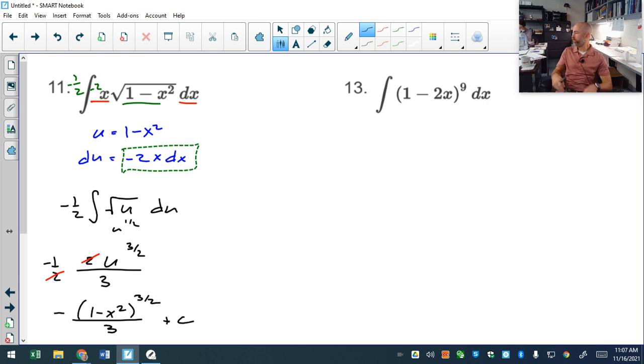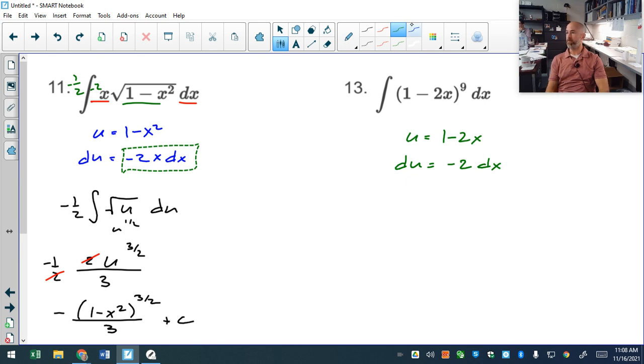How does that make you feel? Good? Good. All right. For 13, what would your u be? U would be 1 minus 2x. What's the derivative of 1 minus 2x? Negative 2, right? Negative 2 dx.